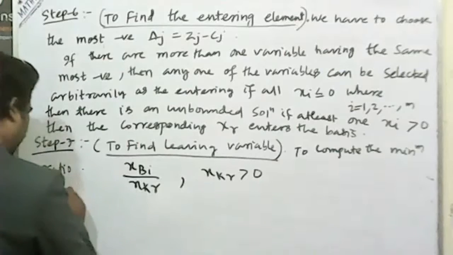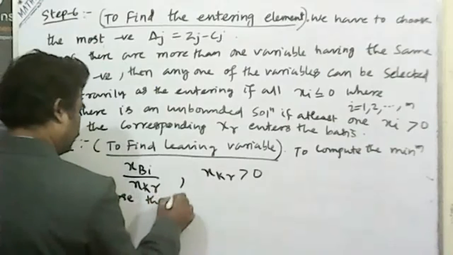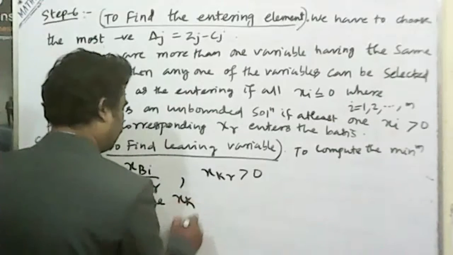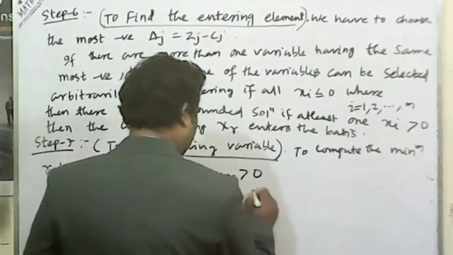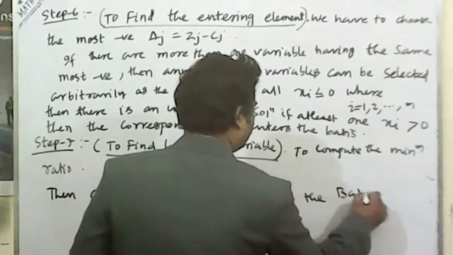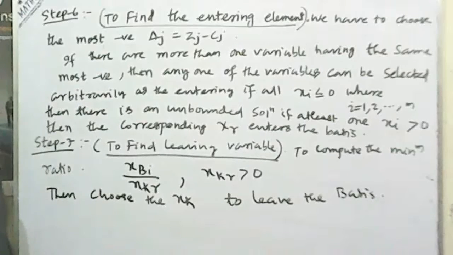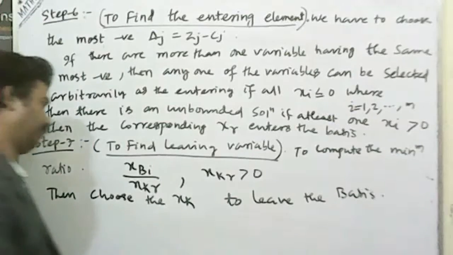Then choose the Xk to leave the basis. So it is called the key rule.